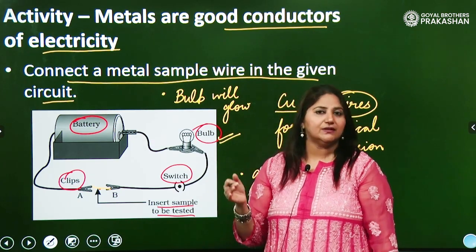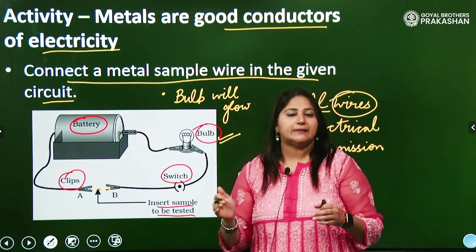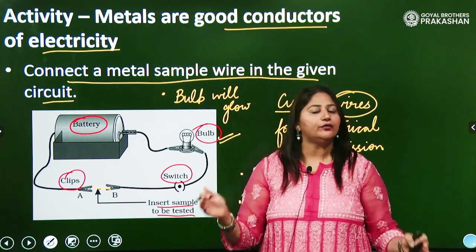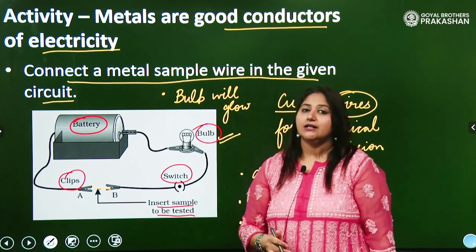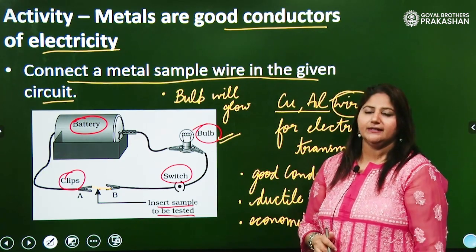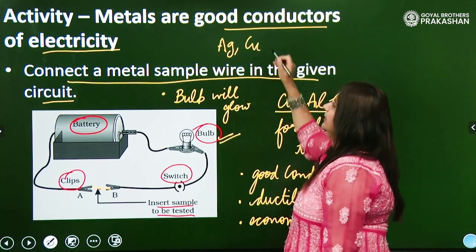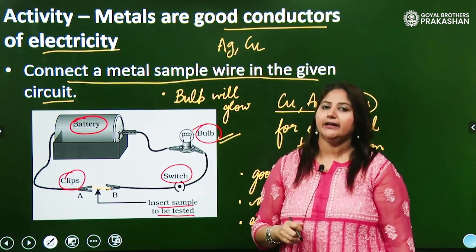So, this experiment is really easy, and what is it explaining? It proves that metals are good conductors of electricity, right? The best conductor of electricity is definitely silver, followed by copper, and poor conductors are lead and mercury.